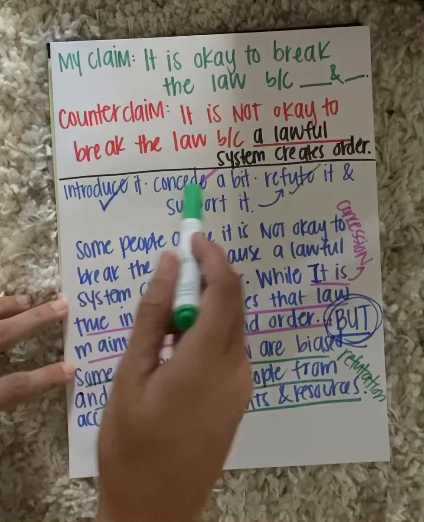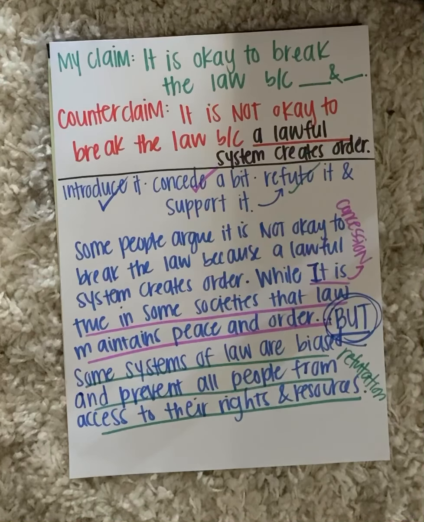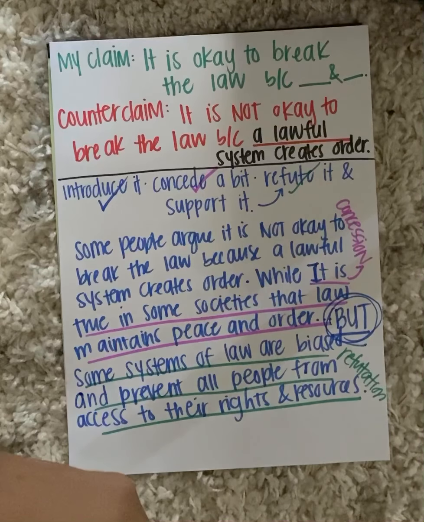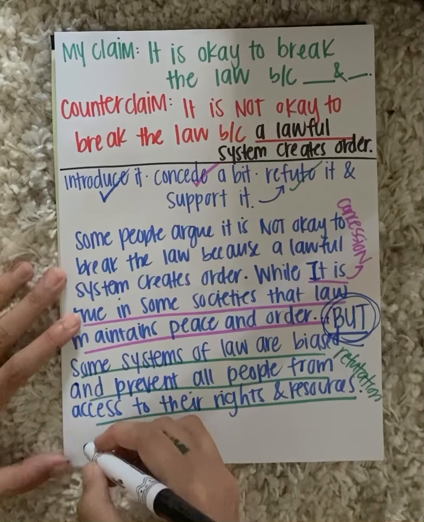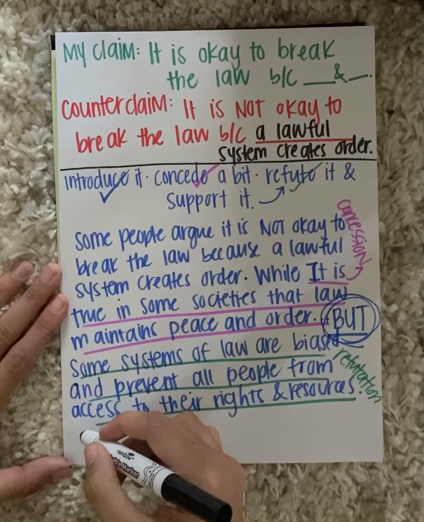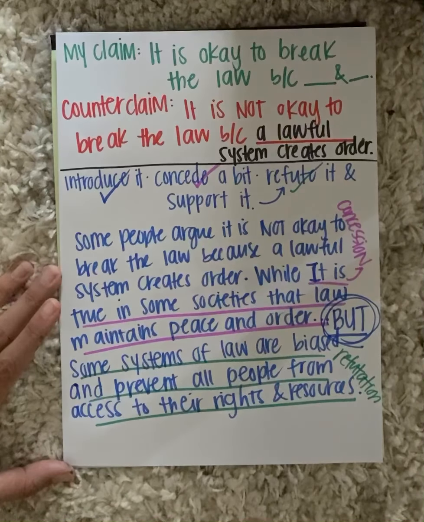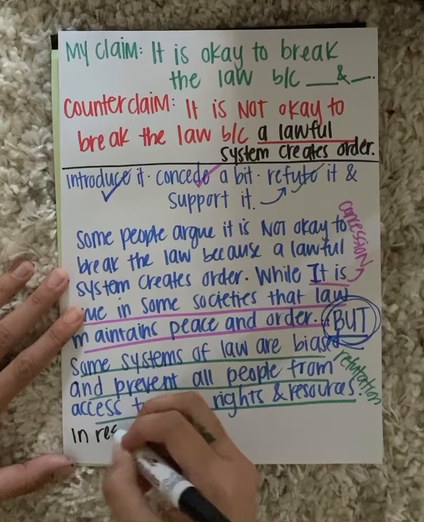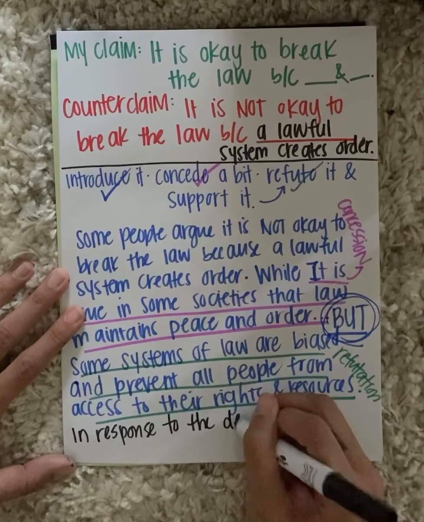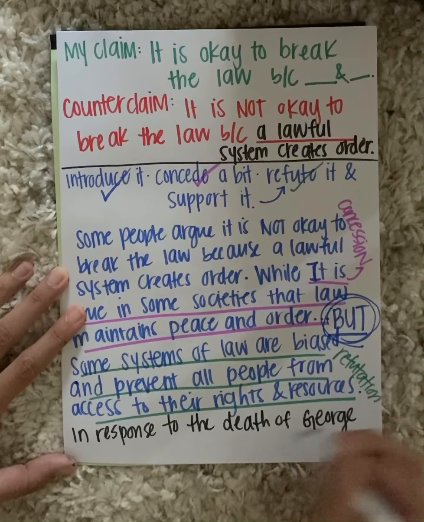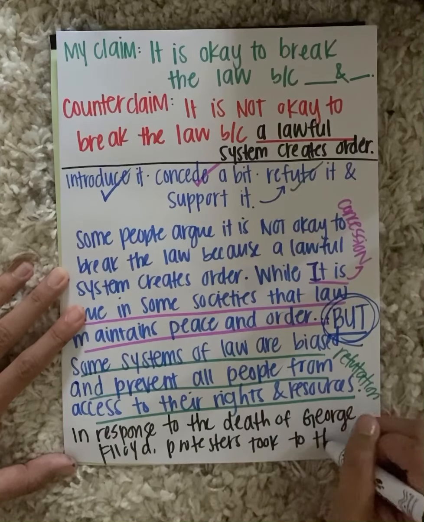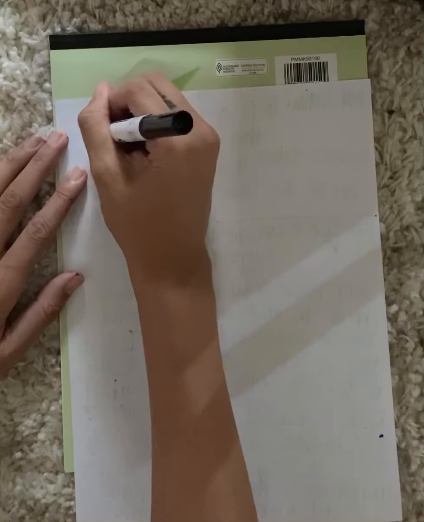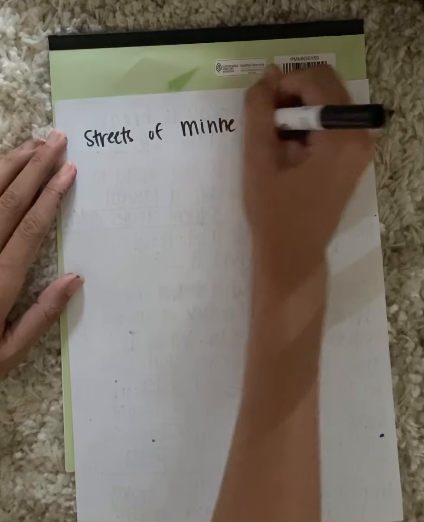Now that I've successfully introduced, conceded, and refuted a claim, I need to support my refutation with evidence. So I'm going to go out there and I'm going to find some evidence that proves sometimes law actually causes the opposite of peace and order. Off the top of my head right now, I'm thinking of recent protests that have been happening in the United States. So I might say, in response to the death of George Floyd, protesters took to the streets of Minneapolis.